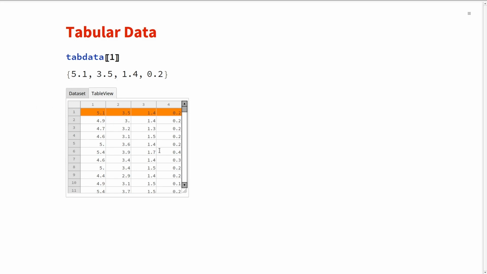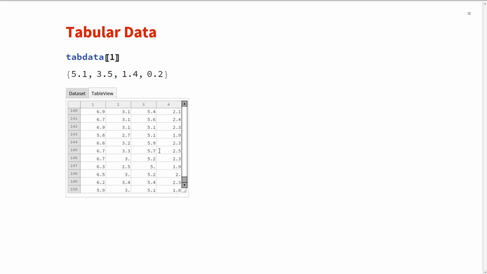It's slightly easier to scroll through TableView, so let me do that here. So we see 150 rows in that data set.